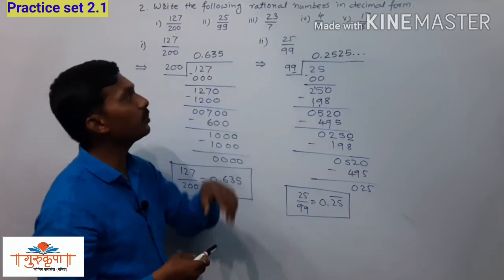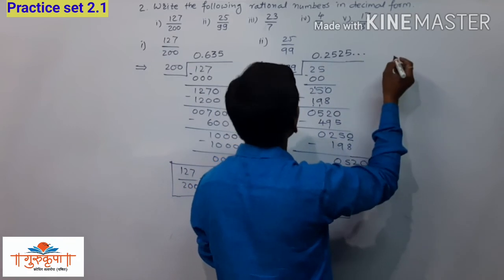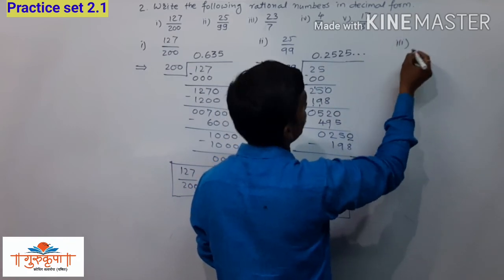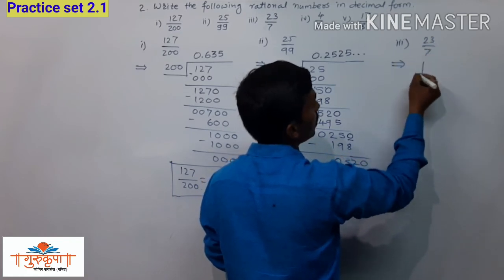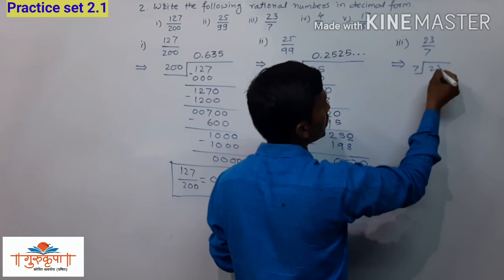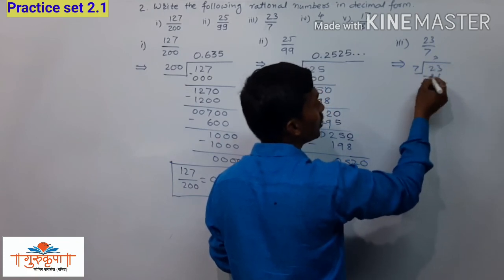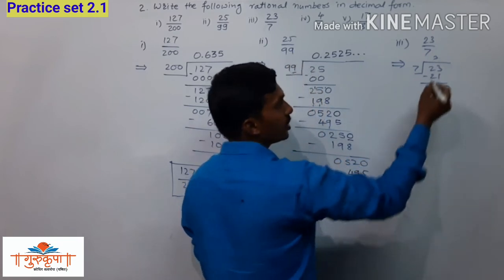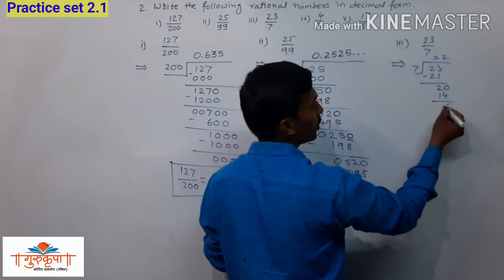We have the third example and it is too easy, 23 upon 7 only. Single digit is there, so we can easily divide that number by 7. This is 23 divided by 7. 7 3s are 21, 2 remaining. Here we have to put the decimal sign and take 0 there. This is 7 2s are 14. This 6 is remaining there.